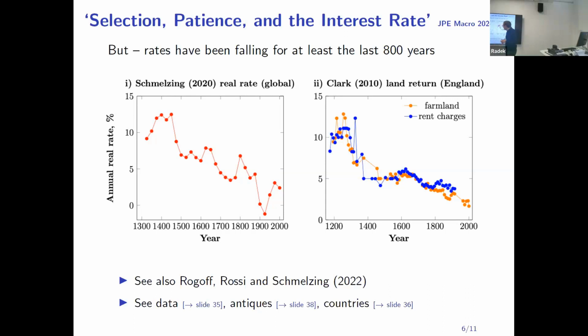Very similar things hold with individual countries over time. So here are the rates of return on land from Clark, going from 10, 11, 12% in 1200 to 1 or 2% in the year 2000.